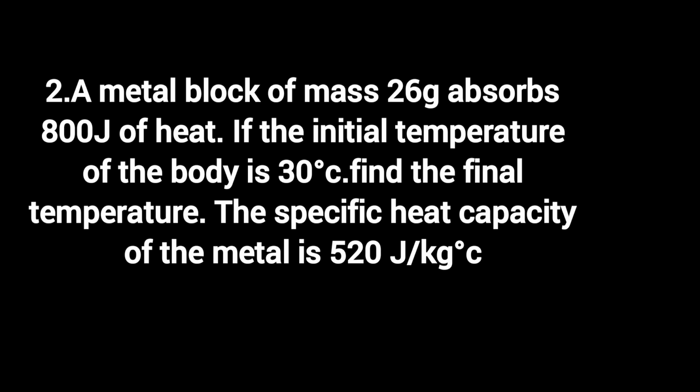Number 2. A metal block of 26 grams absorbs 800 joules of heat. If the initial temperature of the body is 30 degrees Celsius, find the final temperature when the specific heat capacity of the metal is 520 joules per kilogram degrees Celsius.